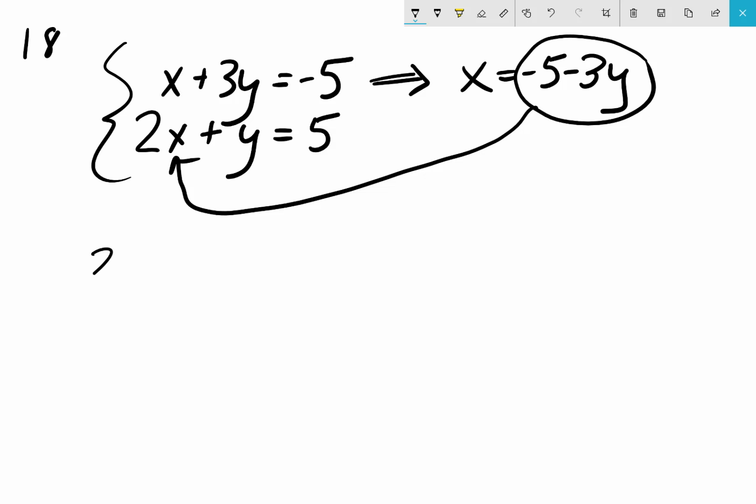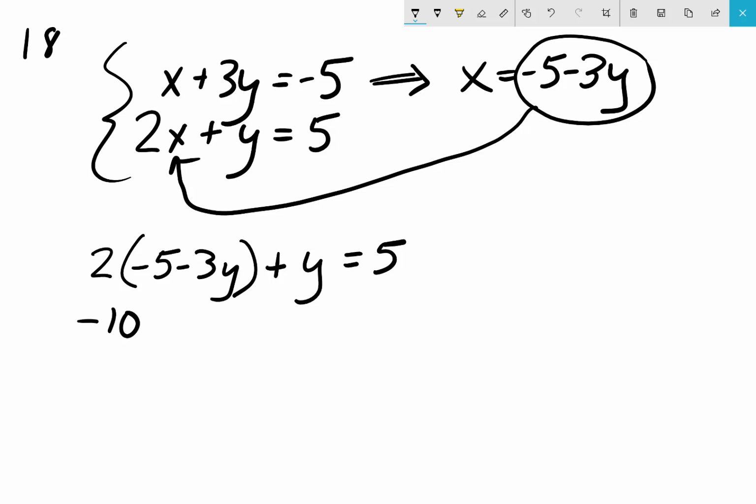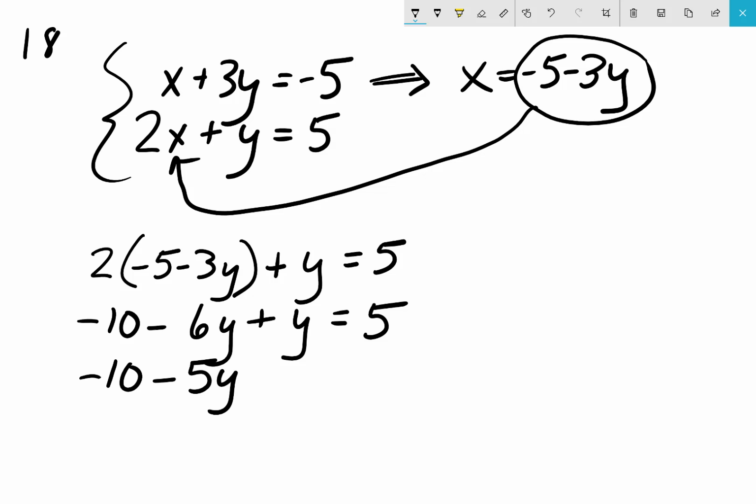So the second equation is 2x. So now instead of x, I'm going to put this amount, because that's what x is, and then plus y equals 5. Now I'm going to distribute the 2, so negative 10 minus 6y plus y equals 5. All right, now I am going to combine my like terms. So negative 6y plus 1y will be minus 5y. And that's supposed to equal 5.